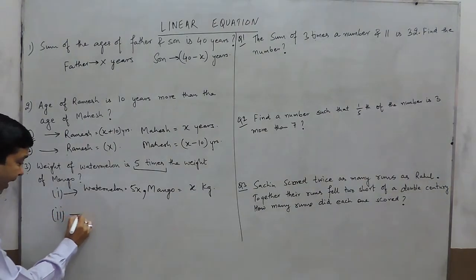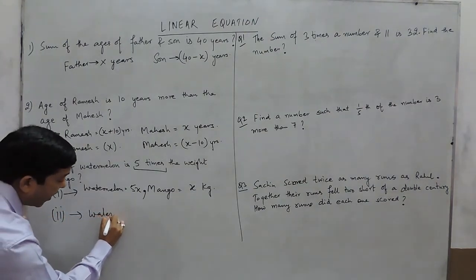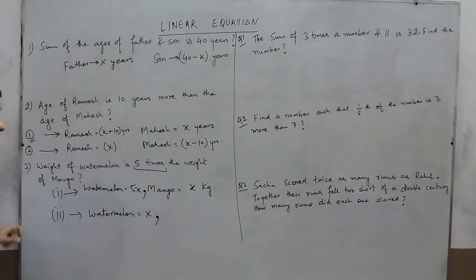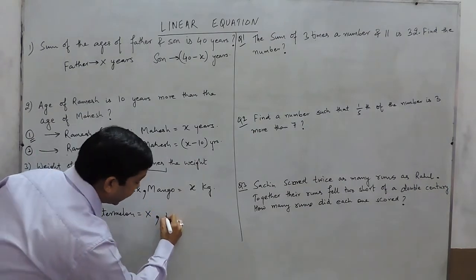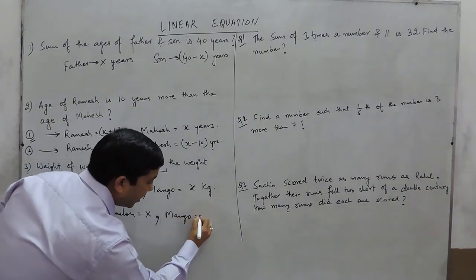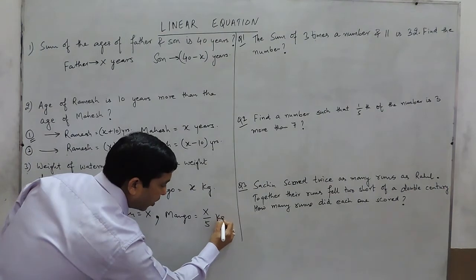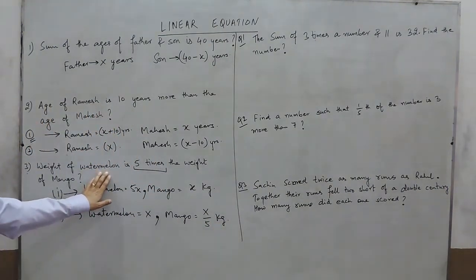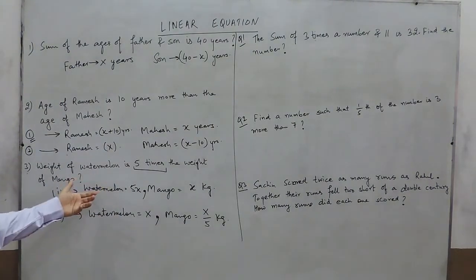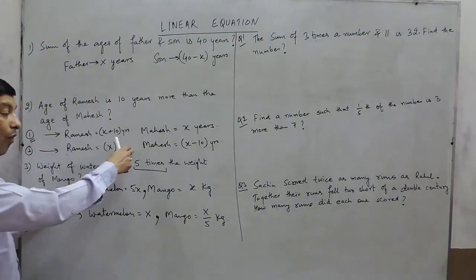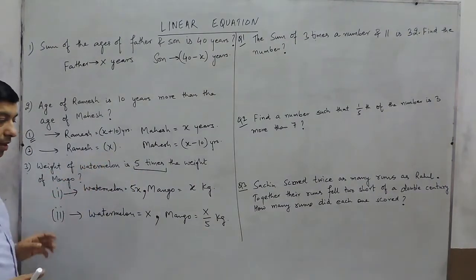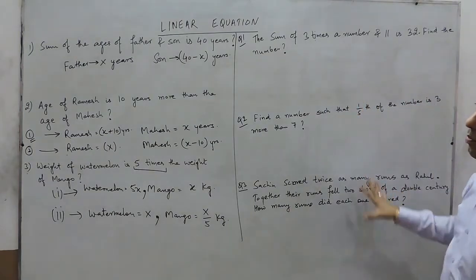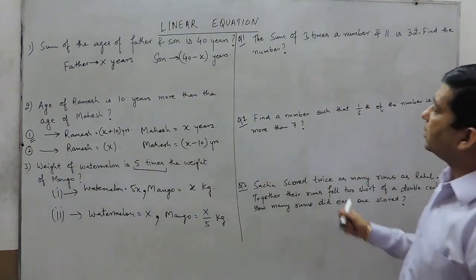In the second case, we can take the weight of watermelon as x. And if the weight of watermelon is x, then the weight of mango must be x upon 5 kilograms. Because if I am saying that the watermelon is 5 times the weight of mango, I can write this statement as the weight of mango is 1/5 of the weight of watermelon. Now we will see how we can solve the question by taking one variable into consideration.